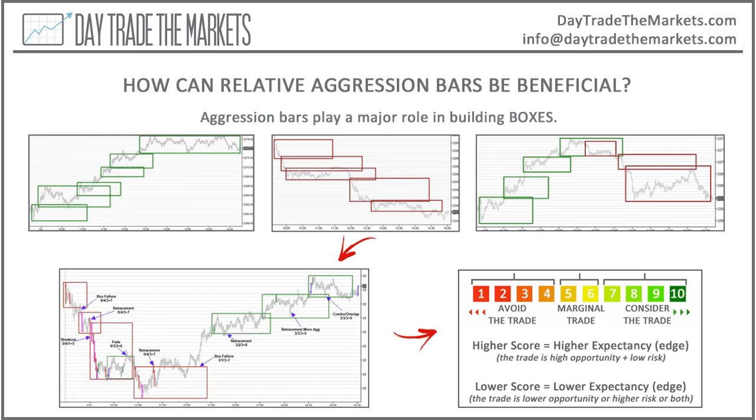But I do want to tell you about one other thing, which is that these aggression bars play a very major role in developing what I call boxes, or box theory. The boxes are going to really help you make sense of the market and stay on the right side of things, and really drill down and give yourself a much better edge when you're trading. The boxes then lead to trade setups. The trade setups can be scored. So you put all these things together: the aggression bars, which lead to boxes, which lead to setups, which lead to scoring, which leads to avoiding bad trades, getting into better trades, really increasing your edge. That's one of the key components of these aggression bars.